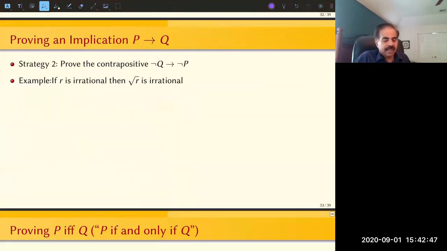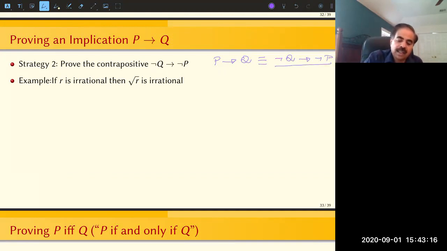A second way of proving an implication is proving the contrapositive. Remember that we said before, and this is something that you have studied in high school, P implies Q is equivalent to saying not Q implies not P. And this is called a contrapositive.